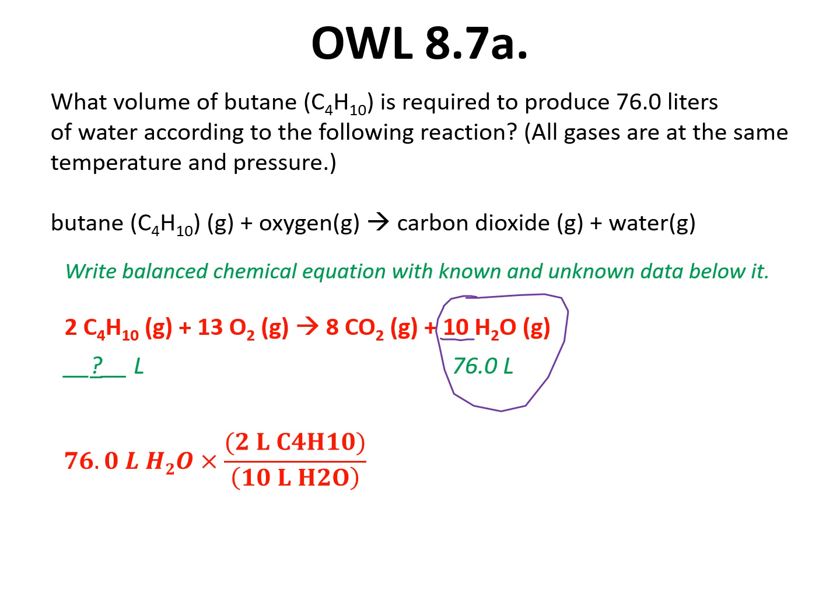And then you're going to convert from one to the other. So we're trying to go from water to butane, and we want the volume of butane. So we would say from those coefficients that 2 liters of butane react to form 10 liters of water. So we multiply by 2 over 10. We see that the liters of water cancel out, and we calculate a value of 15.2 liters of butane. So you'll know that you can just simply use the coefficients to go between volume of a reactant and product. You'll know you can do that when your reaction involves all gases.